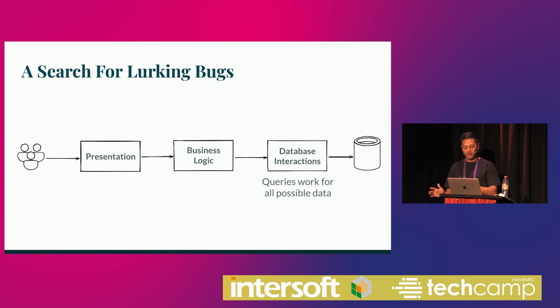And in the database interaction layer, we want to make sure that all the queries that we write are going to work for all kinds of possible data combinations in the database, right? Imagine that the database has been there for 5 years. Different types of data is there in the database. We want to make sure that it works for all of them.